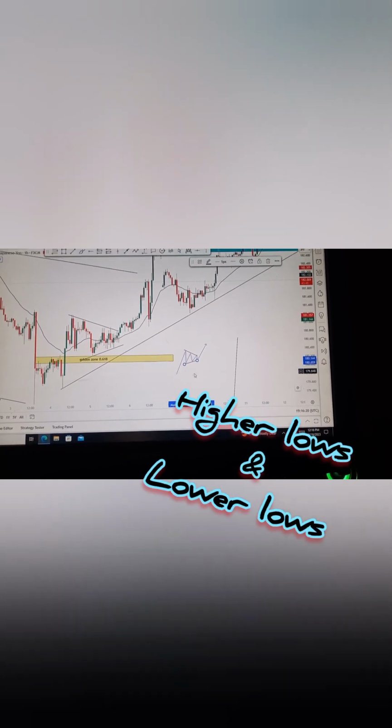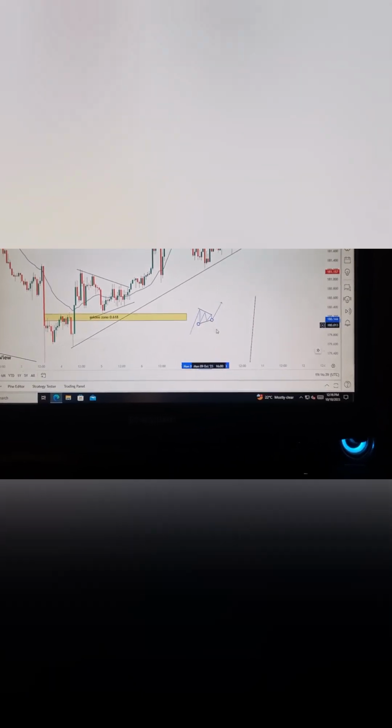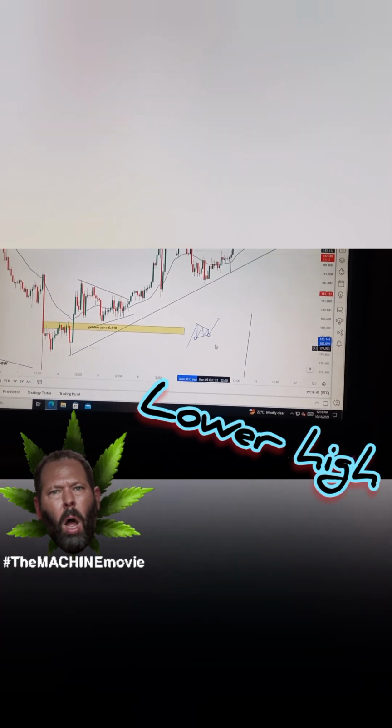So price is not trending because it's making higher lows. You see this high here is lower than the first one. The third one is lower than the second one. But the second low here is higher than the first one, and the third one is higher than the second one. So that's a higher low.